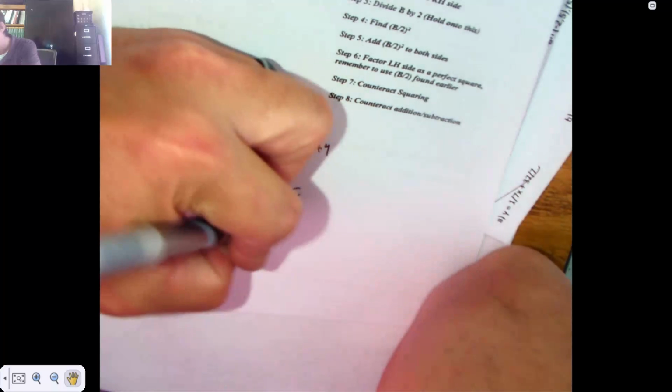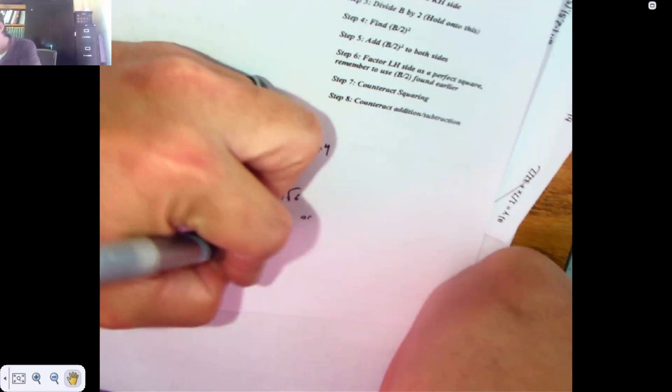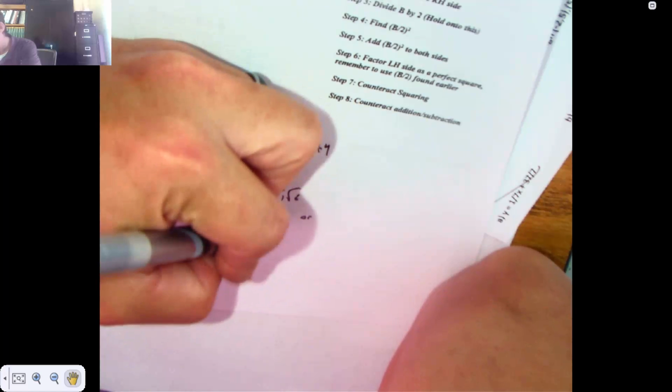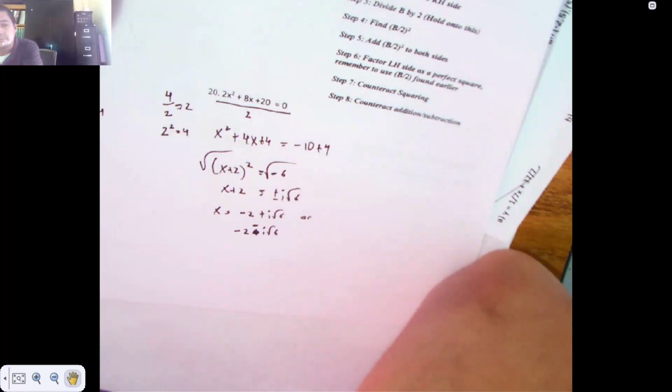Take my square roots. All I can tell you about the root of a negative 6 is that it is plus or minus the imaginary root of 6. And I'm going to have to take away 2 from both sides. So x is going to be negative 2 plus the imaginary root of 6. Or it's going to be negative 2 minus the imaginary root of 6. Sorry, not plus, minus. By the way, those are complex conjugates of each other. That's actually how I just corrected myself. I knew one of them had to be negative.